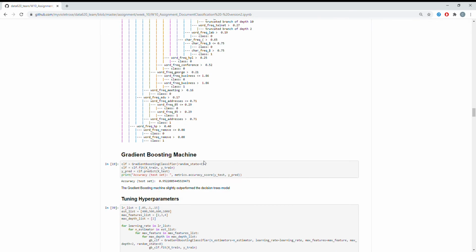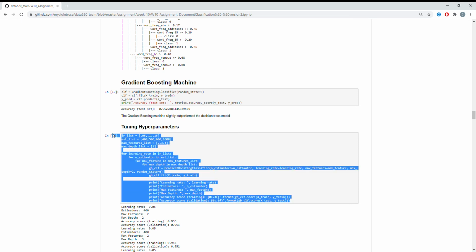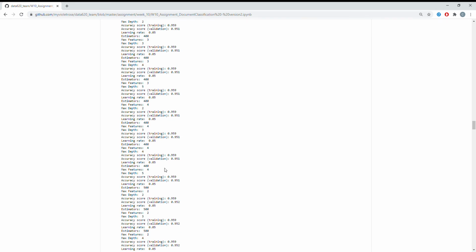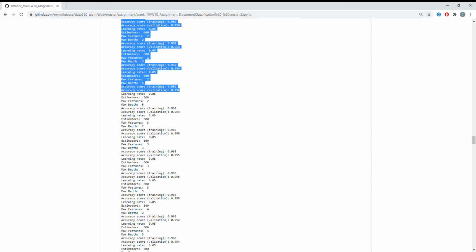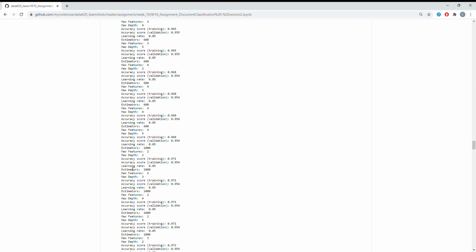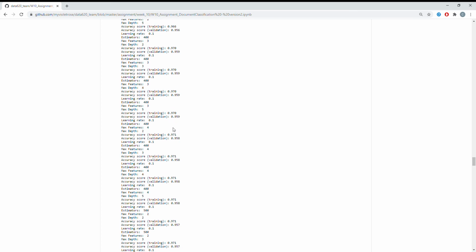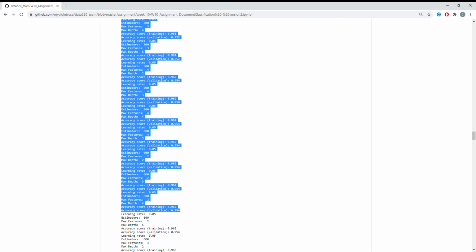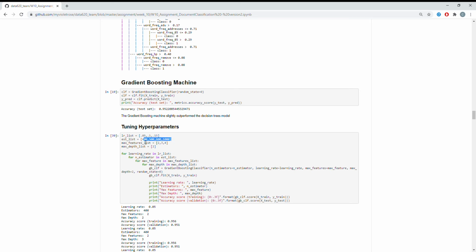Here I get into the gradient boosting machine. I try out a bunch of different hyperparameters, so you can see a bunch of those, and you can see for each one the accuracy score of the training and validation set. And then I just looked at how they were doing. The different hyperparameters are the learning rate, the number of estimators, so the number of trees, the number of features used in each tree, and the depth of the tree.